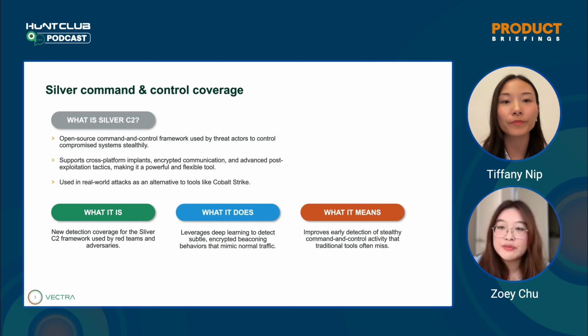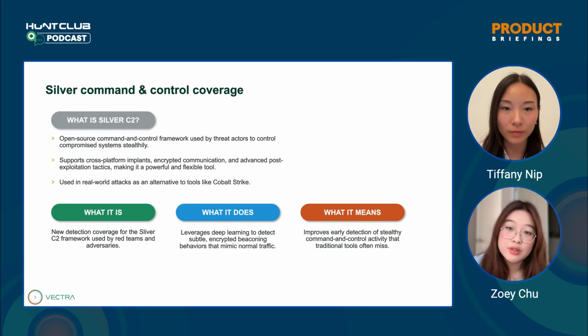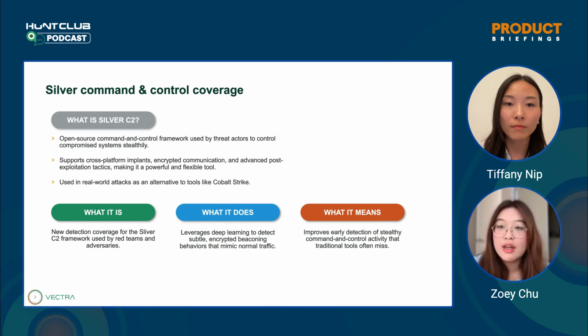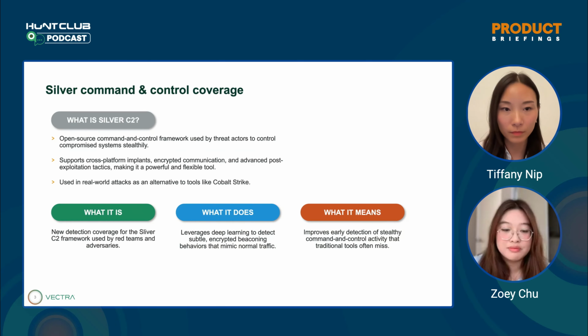So what this really does for security teams is improve early detection of stealthy C2 activity that traditional tools often miss. So really talking about that coverage story that we are always emphasizing, trying to get coverage on new attack methods and things that are not as visible as you want them to be. So yeah, that's what we did.